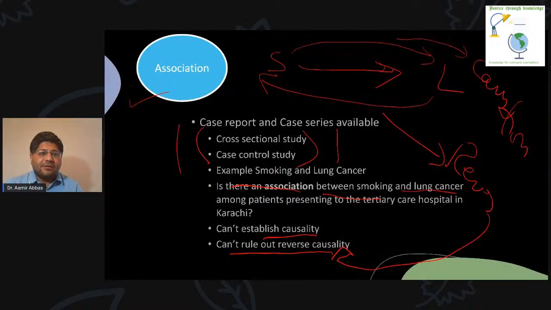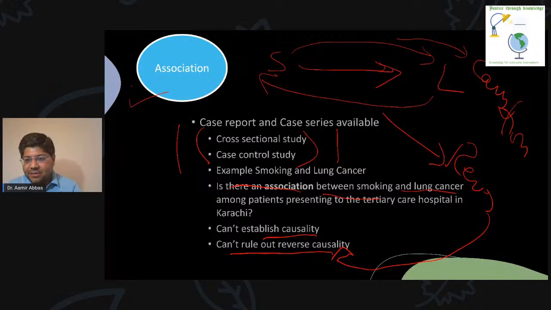So whenever there is an association, there are two possibilities: either that results in causation or that results in reverse causality. So we are not sure about the causal mechanism, or I mean the causality of the things.